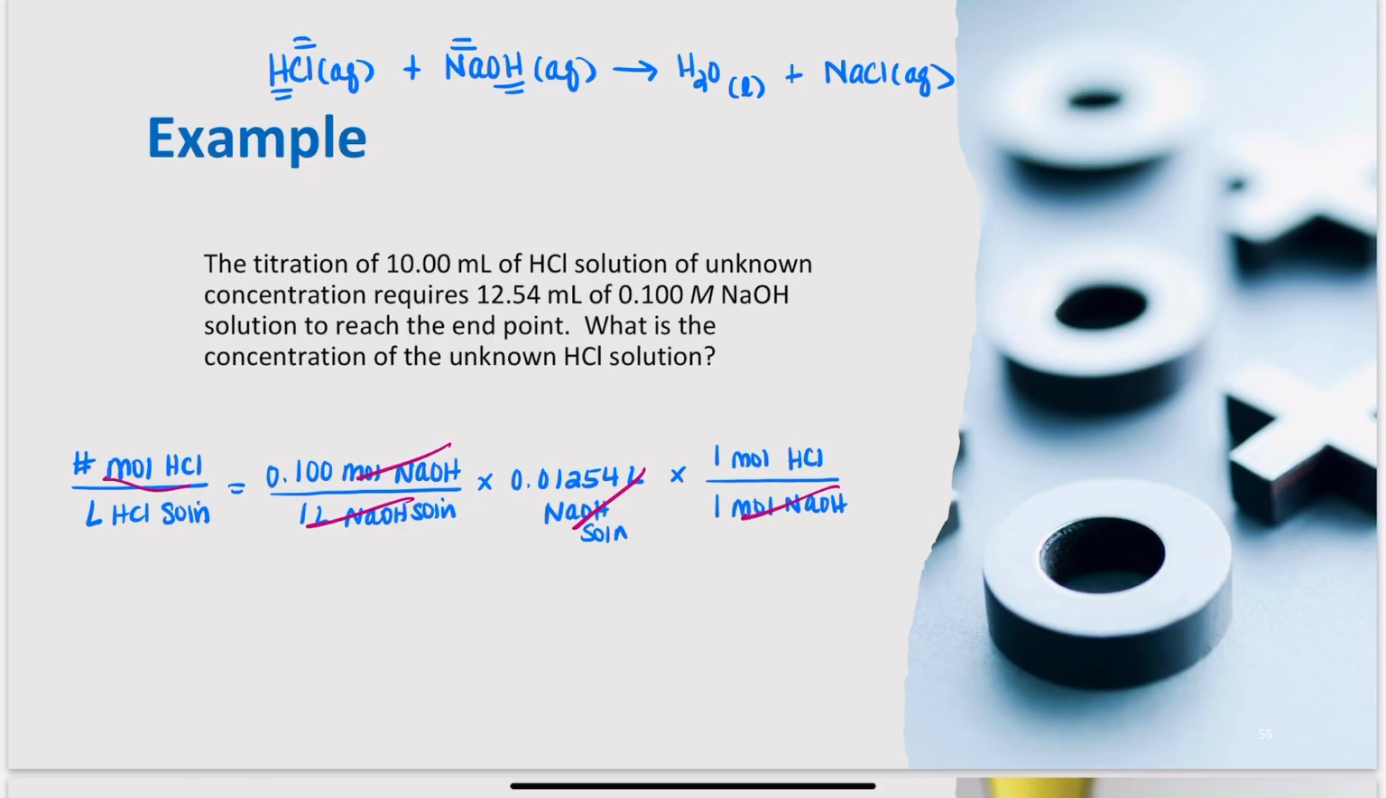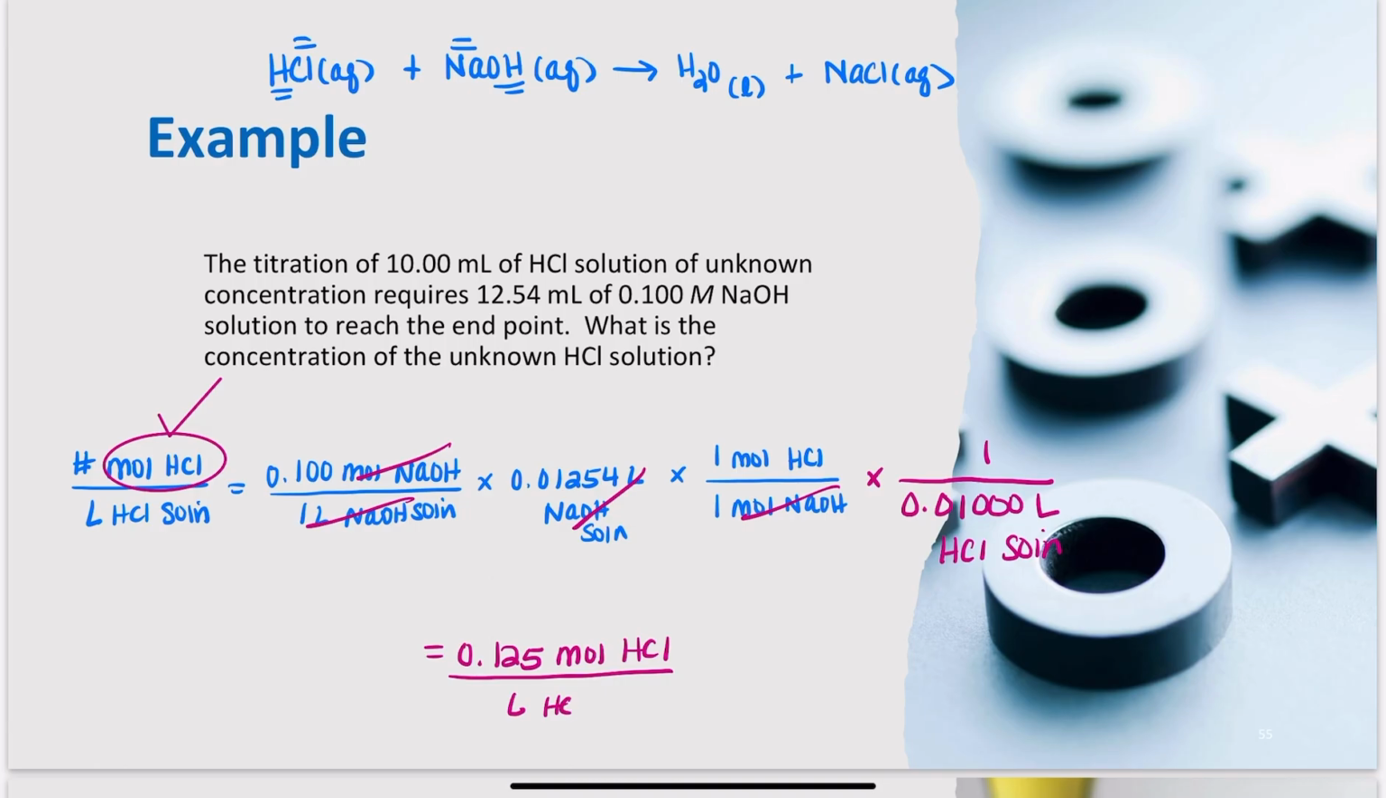So now I've got my numerator. Now I just need to get the denominator. And I do that by dividing this whole thing by the volume. So just 1 over, I have a 10 ml solution, so 0.01000 liters of HCl solution. Calculate that out, and it gives me a numerical value of 0.125. And again, that is moles of HCl per liters of HCl solution, or 0.125 molar HCl.